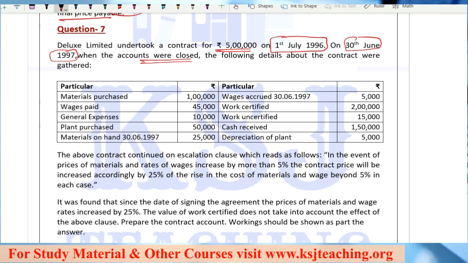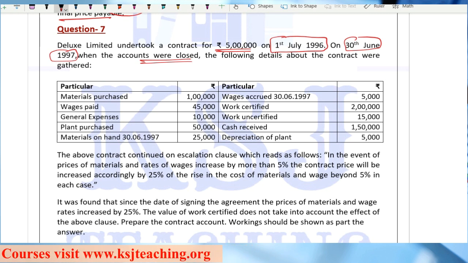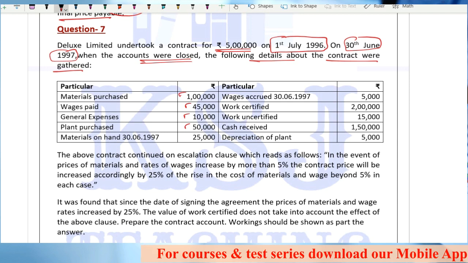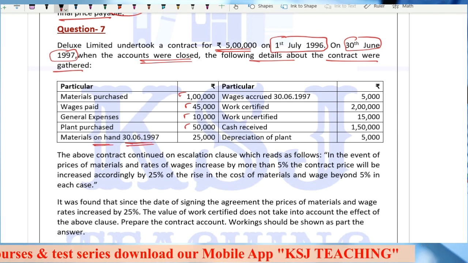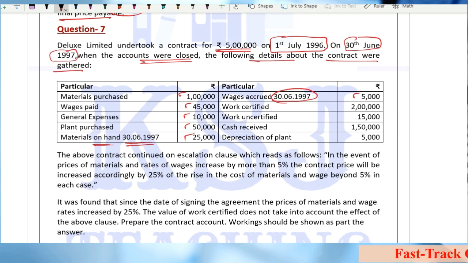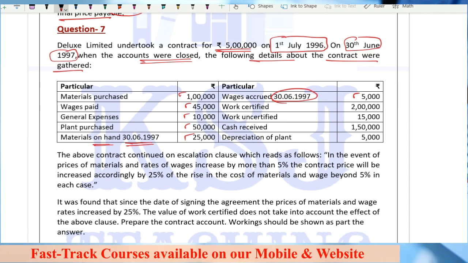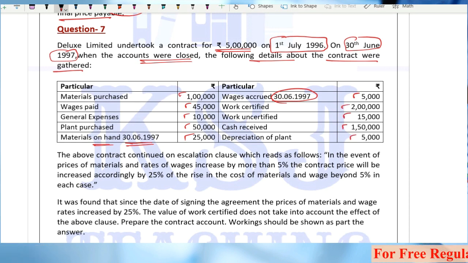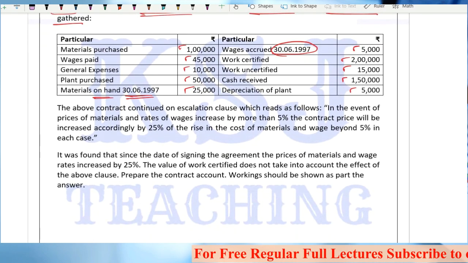Clear? He says on 30th of June, when the accounts were closed, the following details about the contract were gathered. Material purchased 1 lakh, wages paid 45,000, general expenses 10,000, plant purchased 50,000. Materials on hand on 30th of June 97, that is the closing stock, 25,000, wages accrued 5,000. What is the meaning of wages accrued, sir? We have already discussed wages outstanding. The wages belong to this period 96-97, but they are yet to be paid. Work certified is given, uncertified is given, cash received is given, depreciation of the plant is given 5,000. So it's pretty easy. Depreciation is directly given to you.